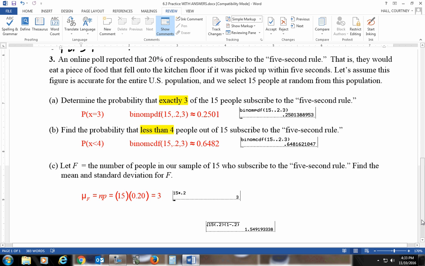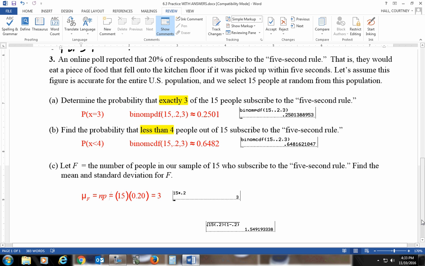An online poll reported that 20% of respondents subscribed to the 5-second rule. That is, they would eat a piece of food that fell onto the kitchen floor if it was picked up within 5 seconds. Let's assume this figure is accurate for the entire U.S. population, and we select 15 people at random from this population.